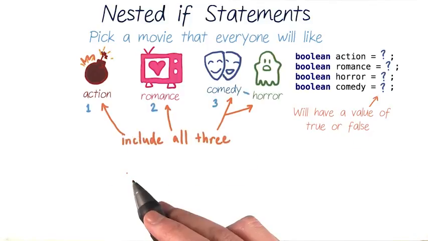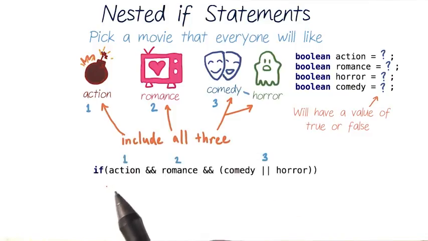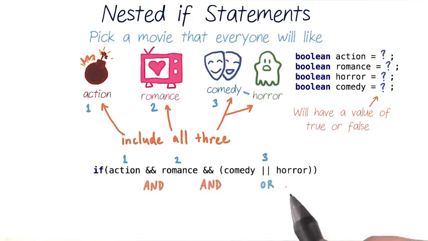We have to focus on writing a test condition that involves all 3 of our preferences. Our first preference is action, our second, romance, and our third preference is either comedy or horror. And we can combine all our preferences in one test condition by using logical operators. By separating all 3 of our preferences with AND operators, that means that all of them must be true in order for the whole test condition to be true. For our third preference, our friend wanted either comedy or horror, so as long as one of these is true, this whole combination will also be true.